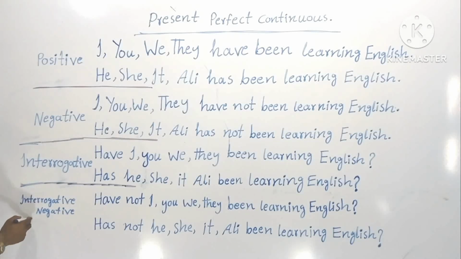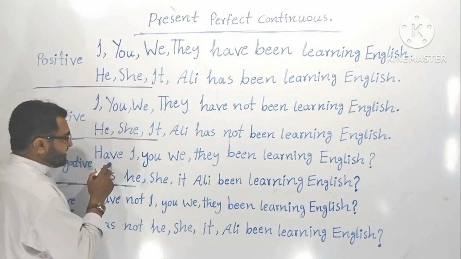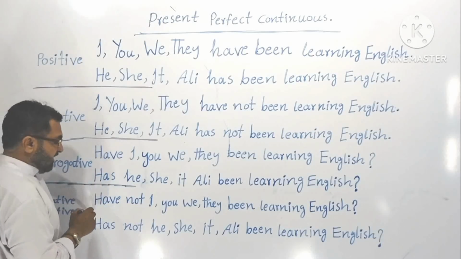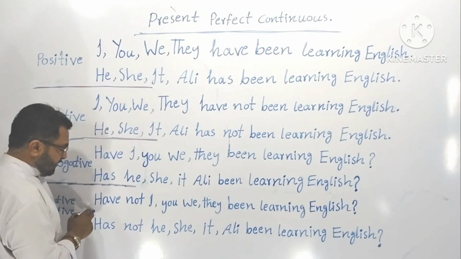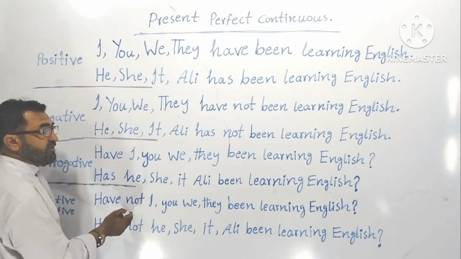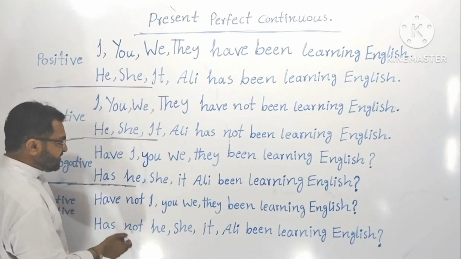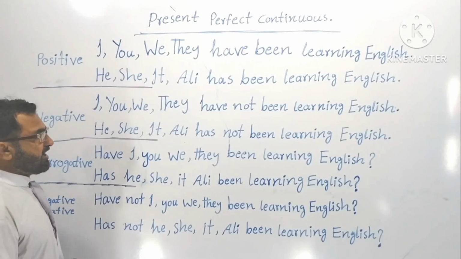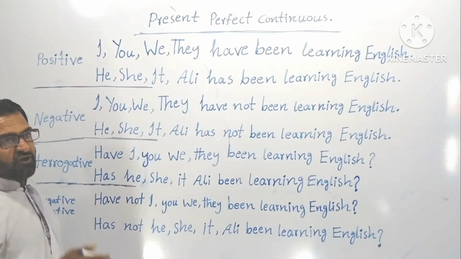Now look at the last one. That is interrogative negative. Now in interrogative sentences, we use only have, has at the beginning. But here in interrogative negative sentences, we use a helping verb, and along with the helping verb, we use not, like have not, has not. But the same case applies here, as I said before, that I cannot say have not or has not, but rather I can say hasn't, haven't.